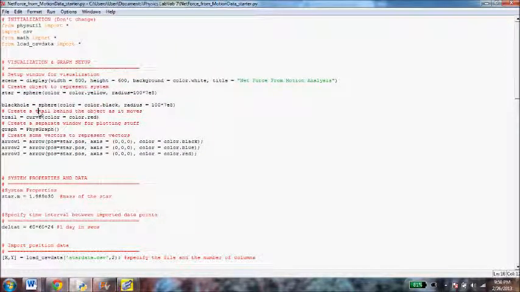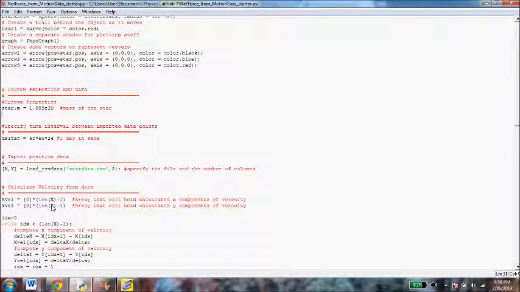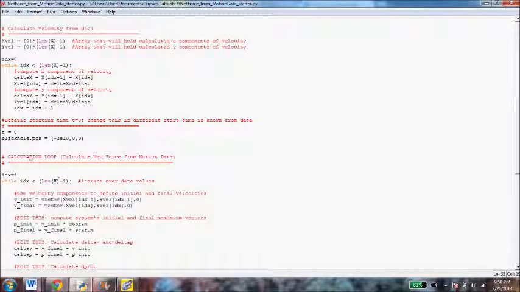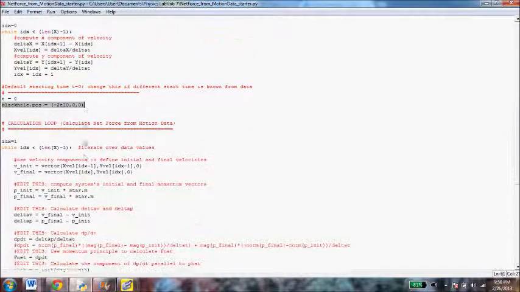So to run through everything in the code that I've changed, I added a black hole, as you can see here, and the mass of the star was 1.989 times 10 to the 30th kilograms. Delta T was set to be 1 day in seconds. You can see that here. The position of the black hole was given through WebAssign, and you can see that there.